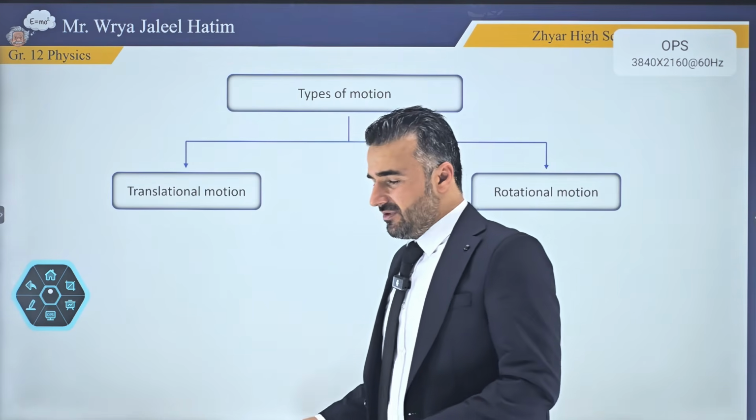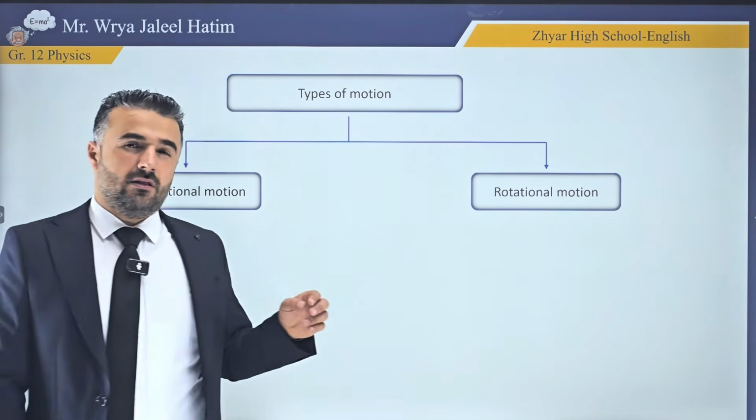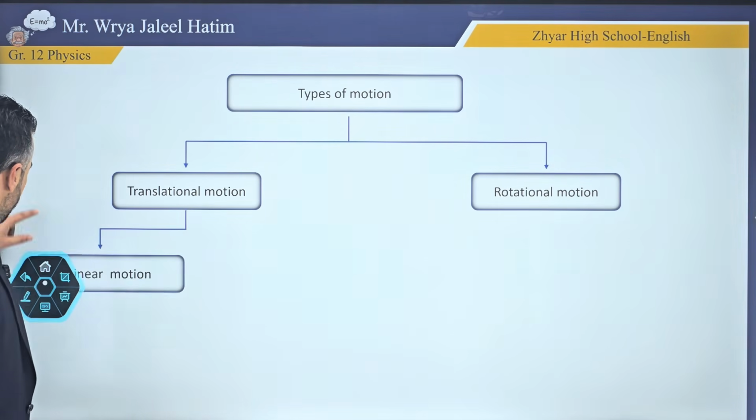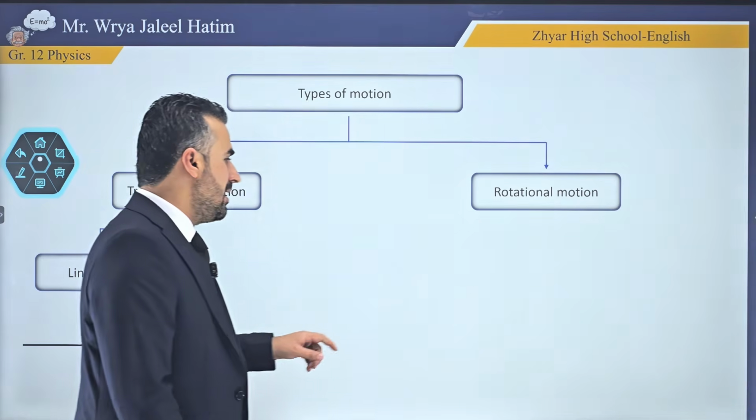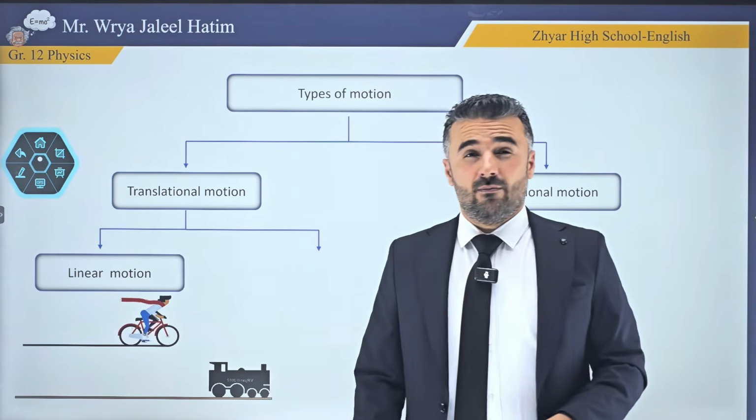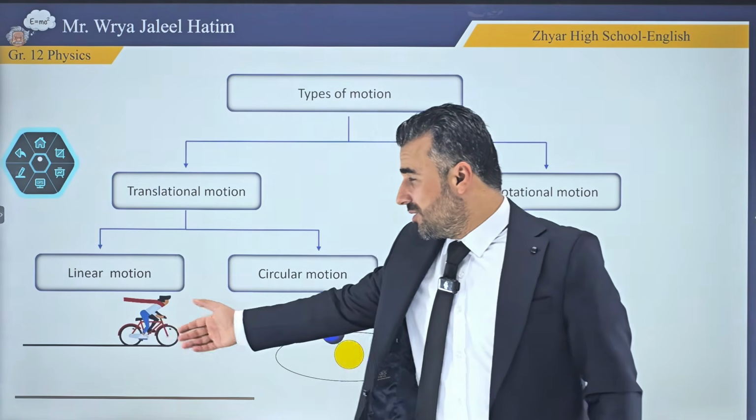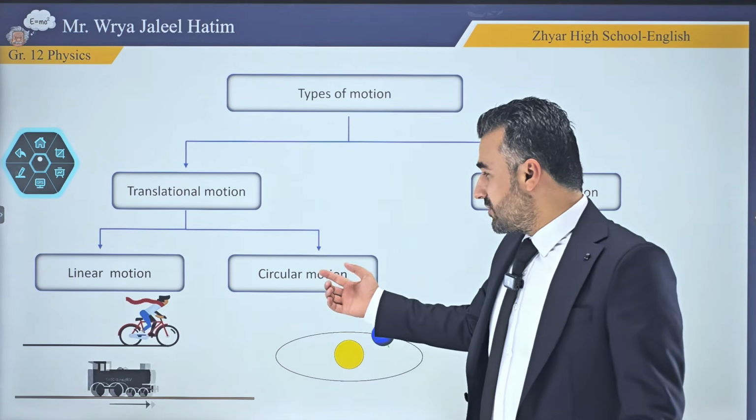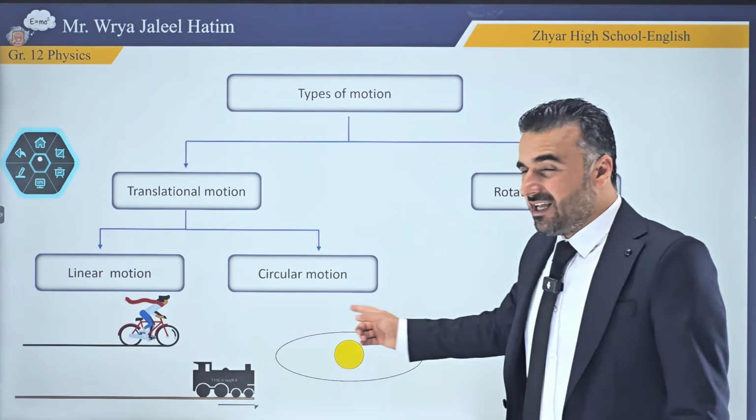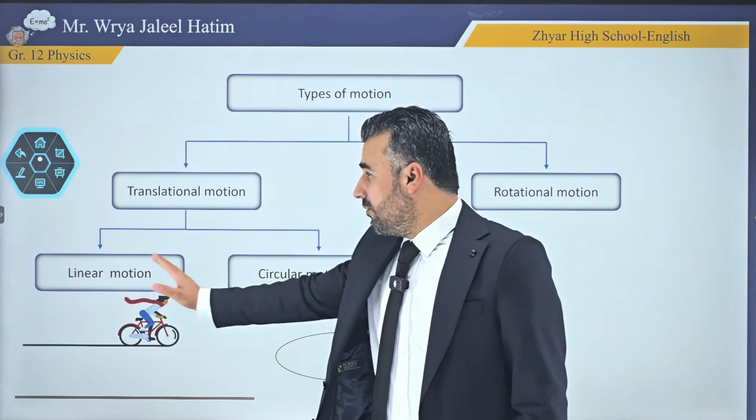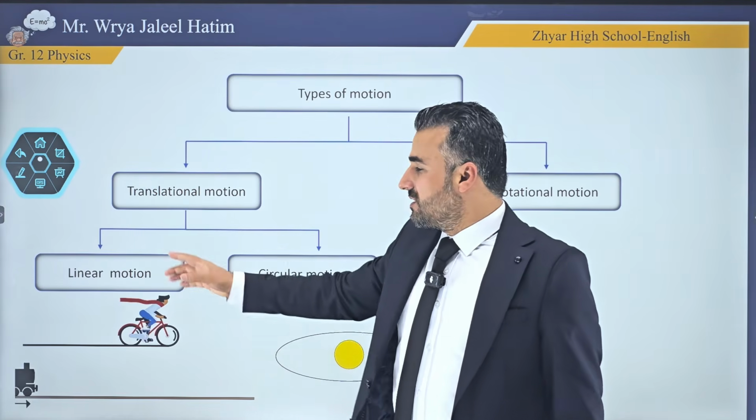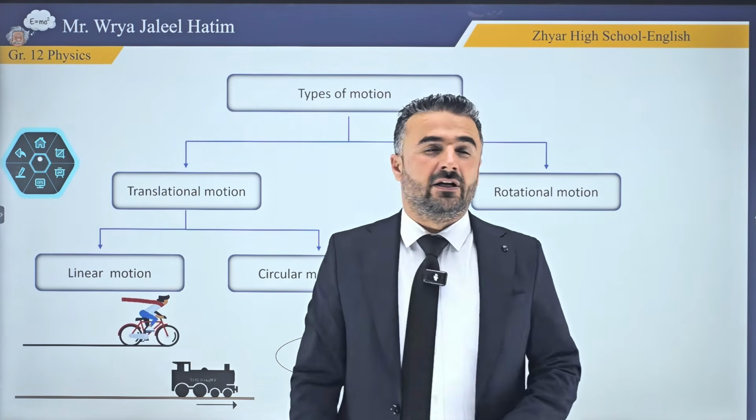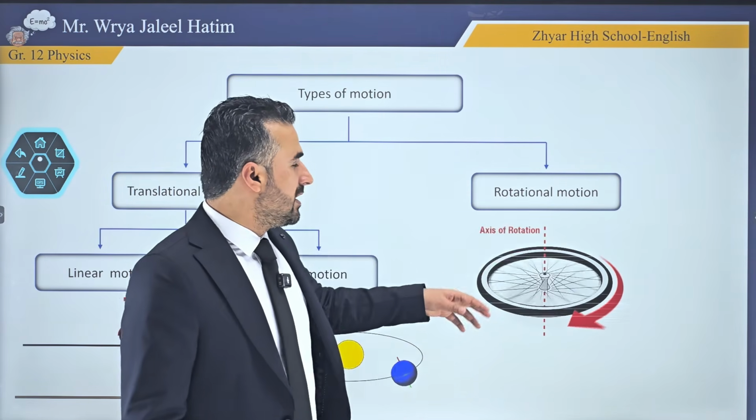The first thing that we said is there are two types of motion: translational and rotational. For translational we have two types: linear motion and circular motion. In linear motion, objects move in a straight line, like this bicycle moving, or the motion of this train. While for circular motion, objects move in a circle. The reason why we call these translational is because they are changing their location while they are moving. But on the other side, we have rotational motion.